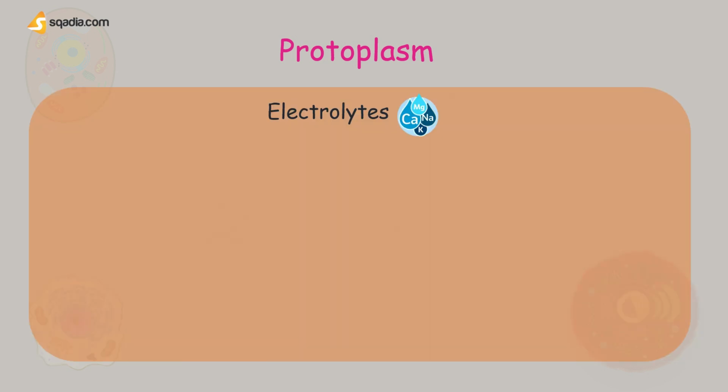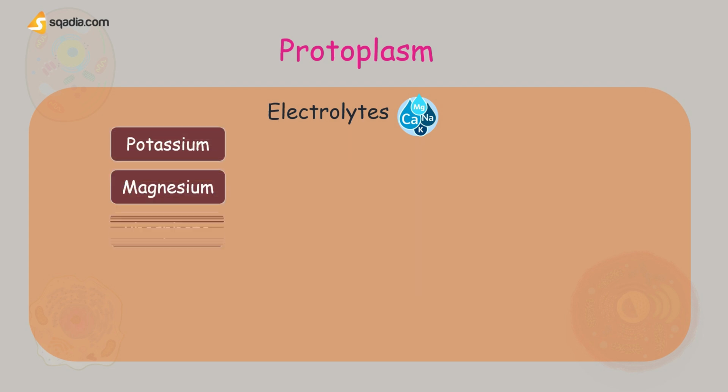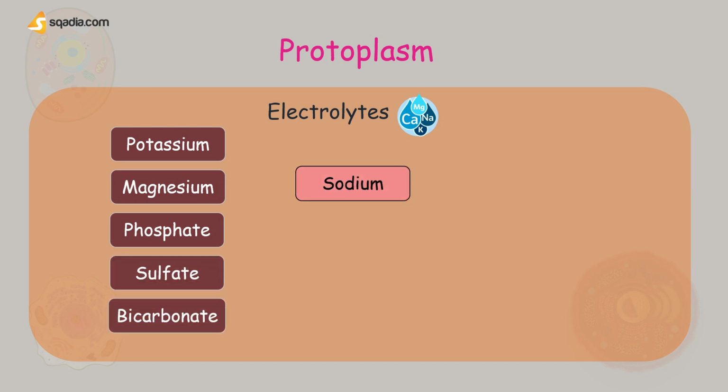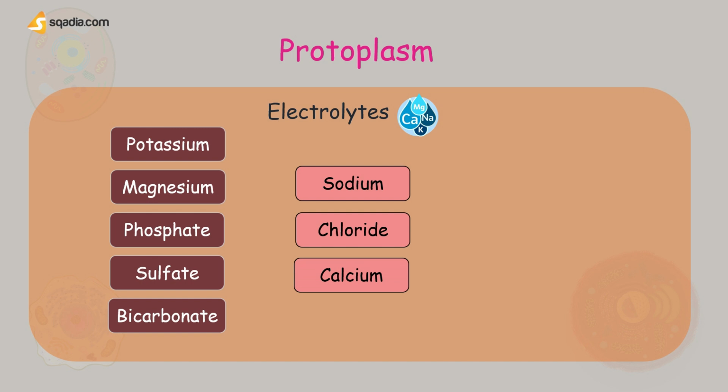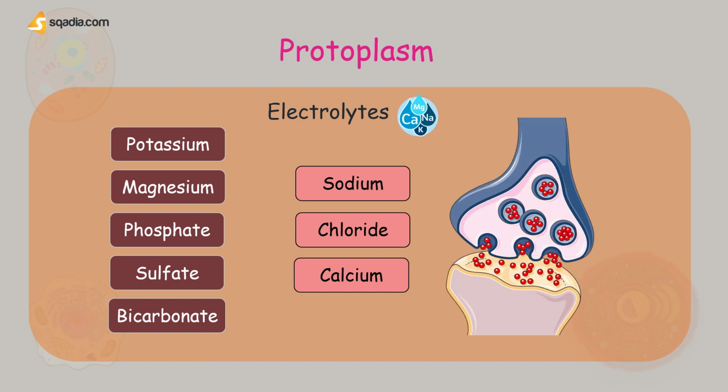Second fundamental substance is ions. Important ions in the cell include potassium, magnesium, phosphate, sulfate, bicarbonate, and smaller quantities of sodium, chloride, and calcium. These ions have interrelations between the intracellular and extracellular fluids. The ions provide inorganic chemicals for cellular reactions and are necessary for the operation of some cellular control mechanisms.